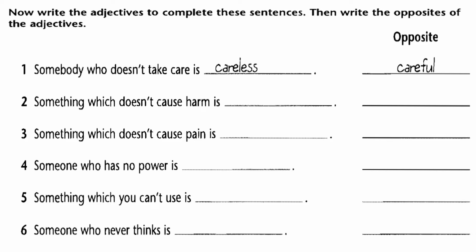Now, write the adjective to complete these sentences. Then write the opposite of the adjectives. This exercise is important. Somebody who doesn't take care is careless. The opposite of careless is careful. Something which doesn't cause harm is harmless. And the opposite is harmful. Harm means other.